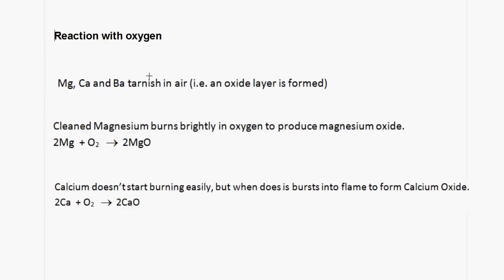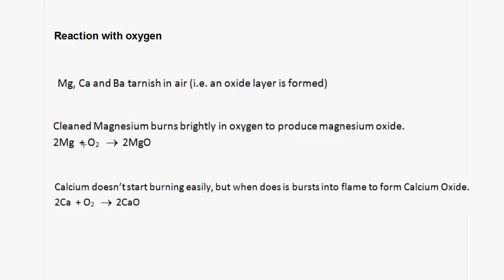And the next thing is the reaction with oxygen. Magnesium, calcium, and barium, they tarnish in air. What this means is that they readily form an oxide layer around them. So in order to get magnesium to burn, you will have to scrape the oxide layer off of the magnesium before it can be burnt in oxygen.